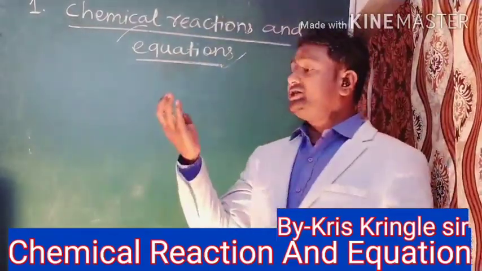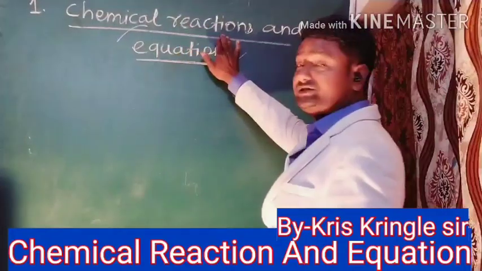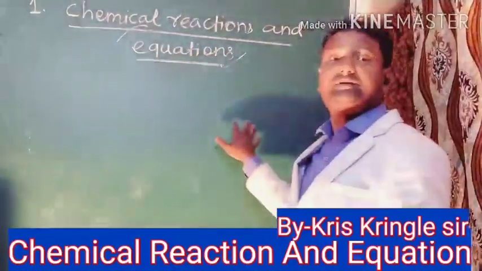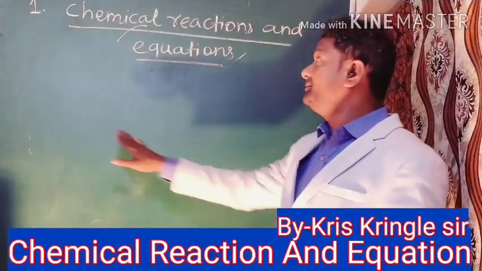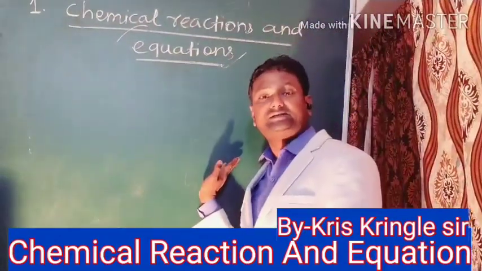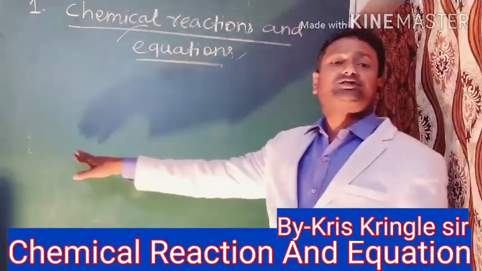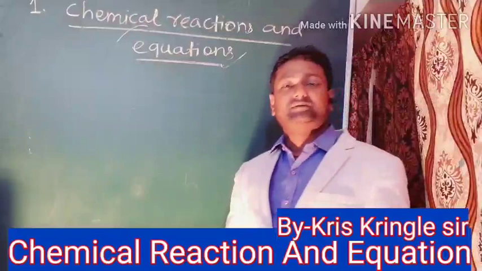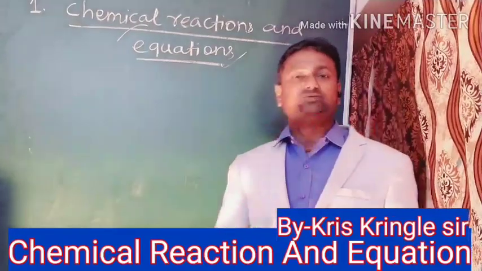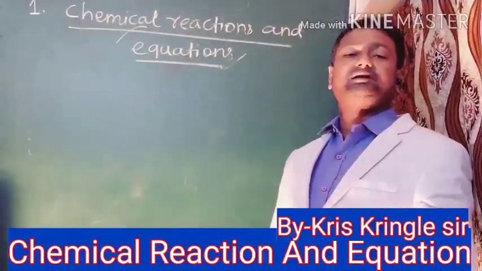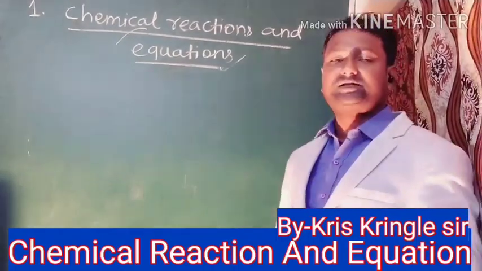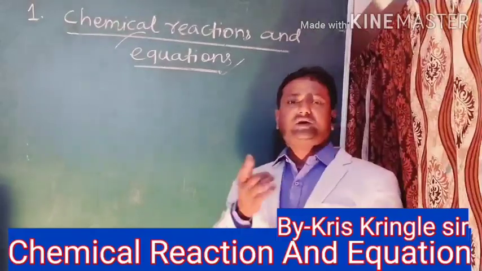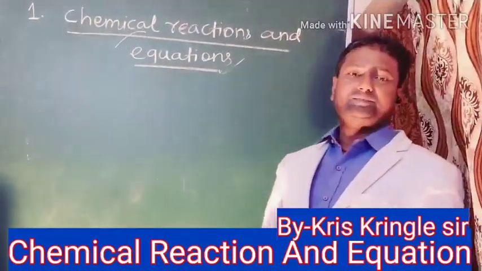In this chapter, we will study what is a chemical reaction, what is a chemical equation, characteristics of chemical reactions, different types of chemical reactions, and we'll also study the effects of chemical reactions in our daily life. Along with this, we'll also study how to balance the chemical equation to satisfy the law of conservation of mass. Before we start this chapter, let us know about physical and chemical changes.